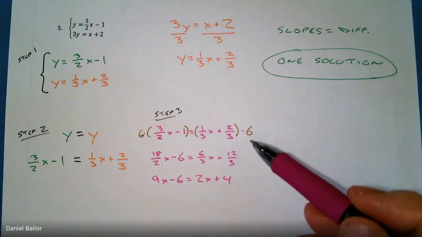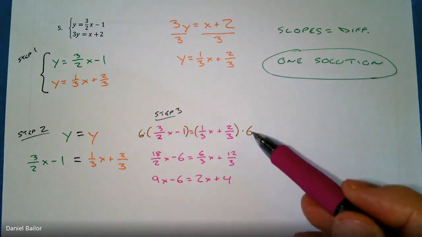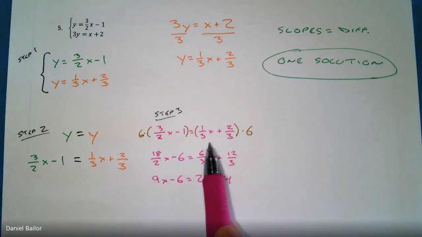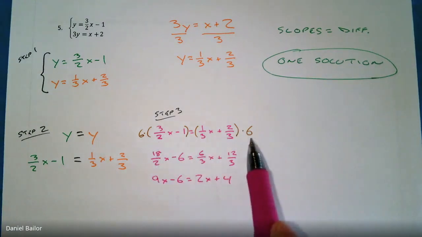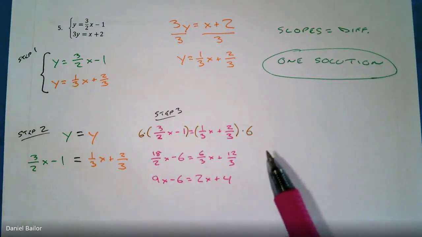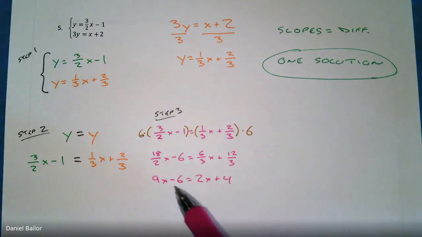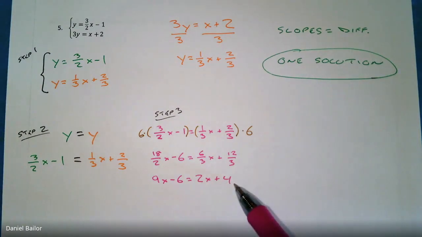Now, just multiplying everything by 6, where did I get the 6 from? I got it from my own head, because I said I want to make the 2 and the 3 go away. That means I need a 6. So now this is integers. This is whole number coefficients and whole number constants. I can use my properties to make that go away.